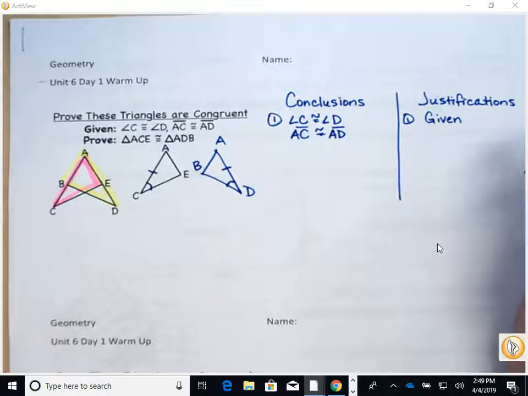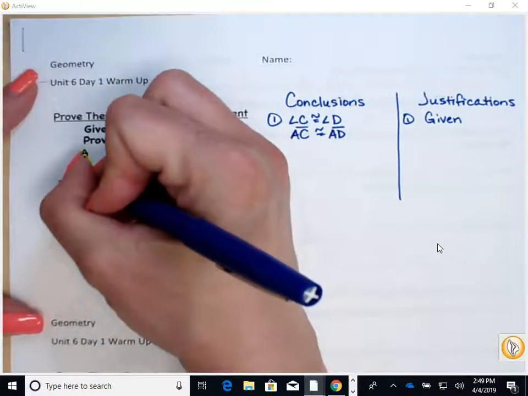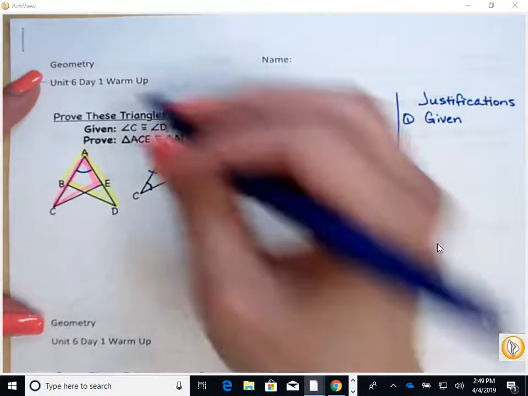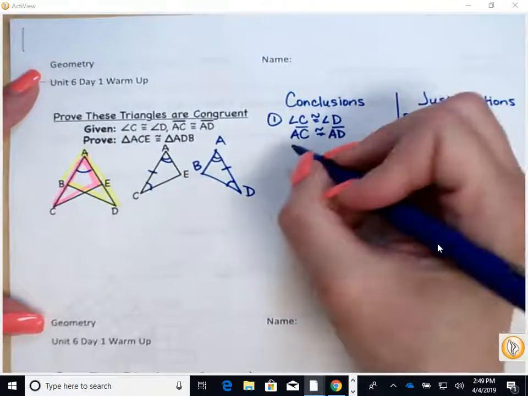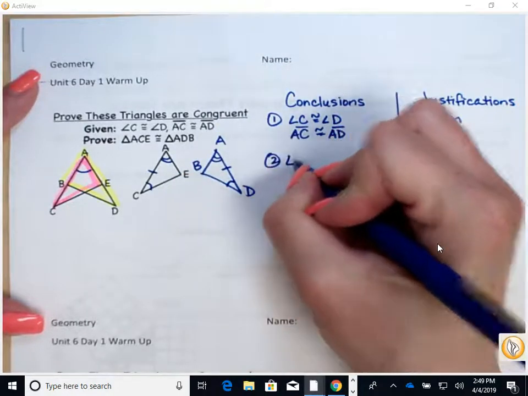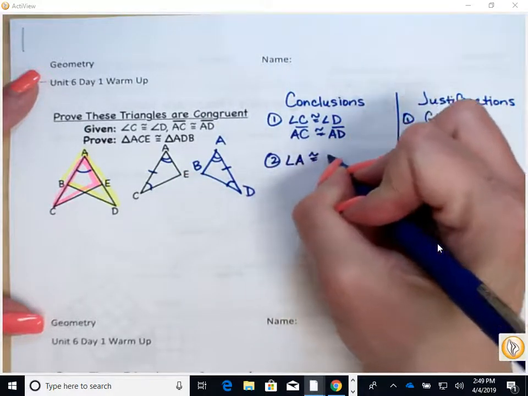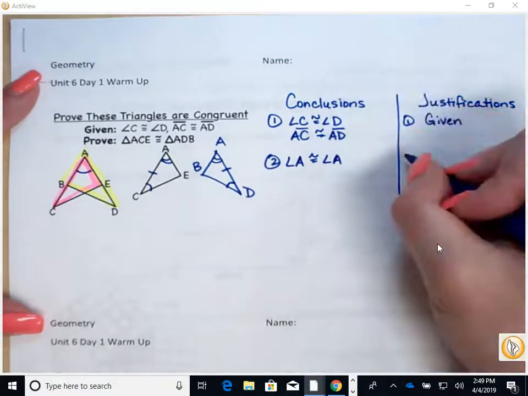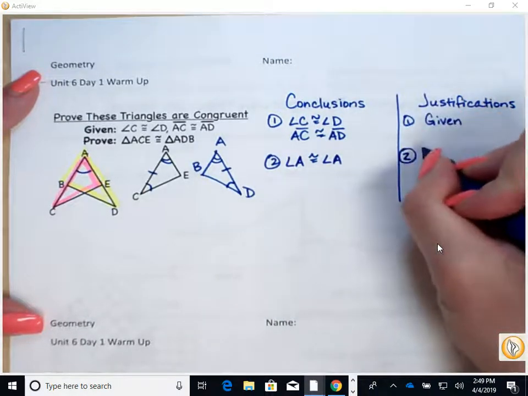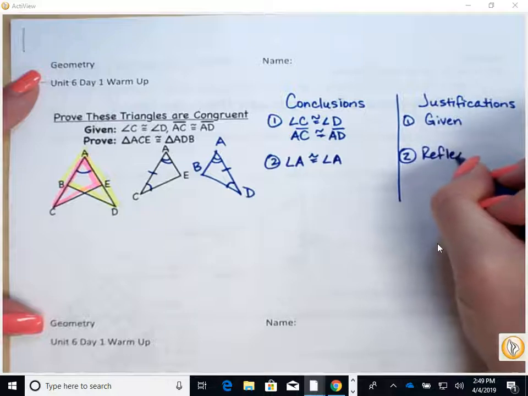So I can't really pull anything else from the given, but from our diagram, since they're overlapping triangles, we can see that they're sharing something. In this case, for both triangles, they share angle A. So I can make that statement that angle A is congruent to angle A. And since it is the exact same angle, it's the exact same thing congruent to itself, and in that case, our justification is the reflexive property.